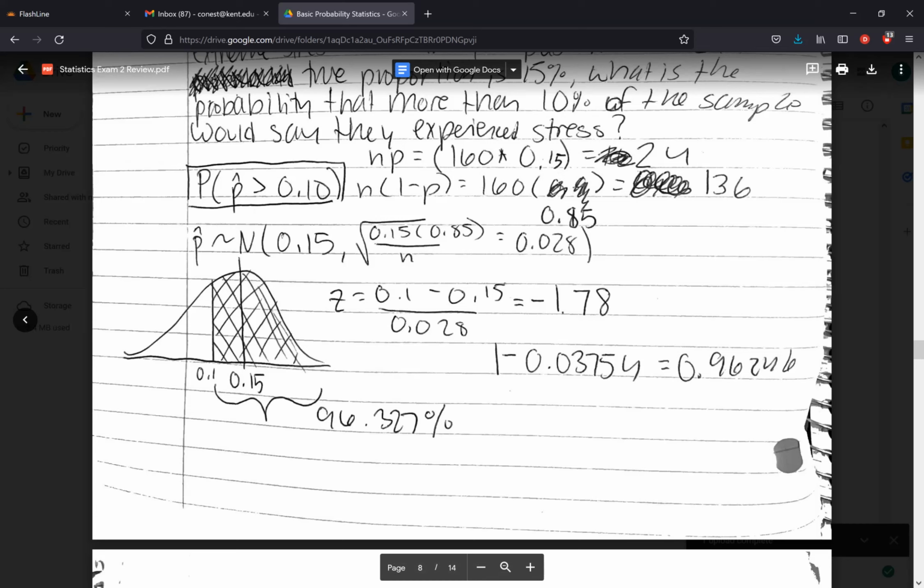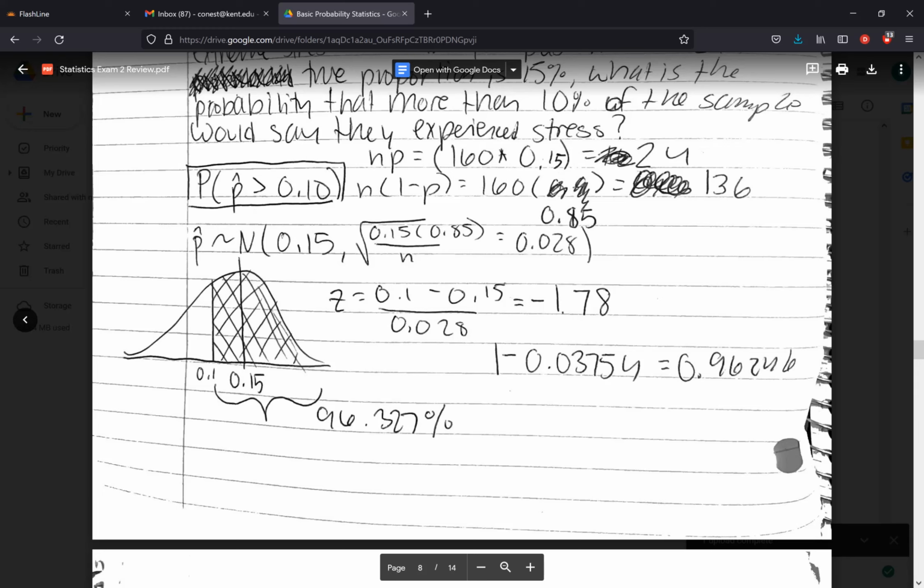Next, we do our z-score. So it's just p hat minus the mean divided by standard deviation, which we have found using the distribution. So if you do that, you get negative 1.78 as the z-score. You go look for that in the table. You should get a probability of 0.03754. And now remember, the z-score finds the probability to the left of whatever value you're looking at.